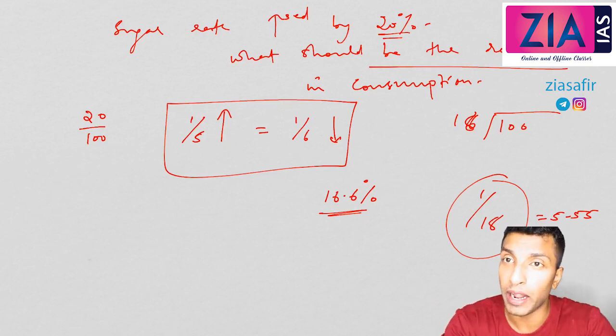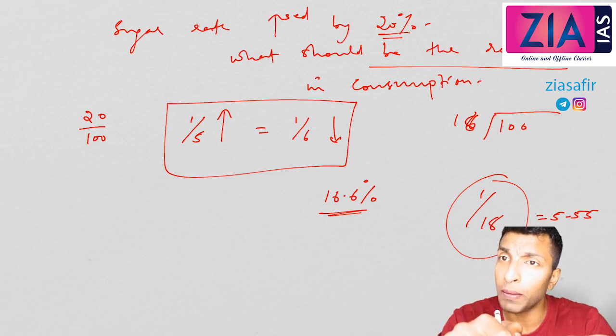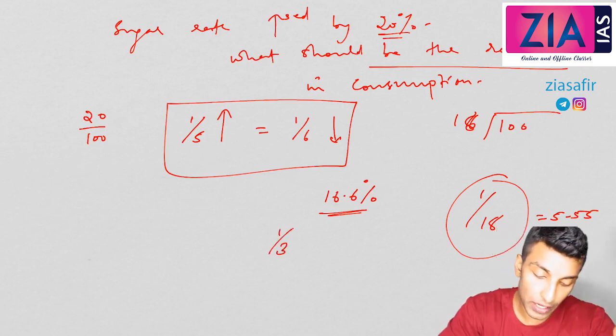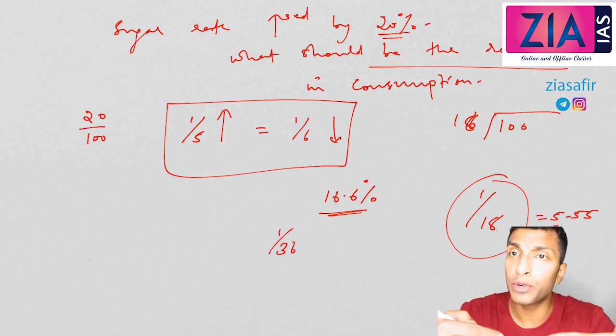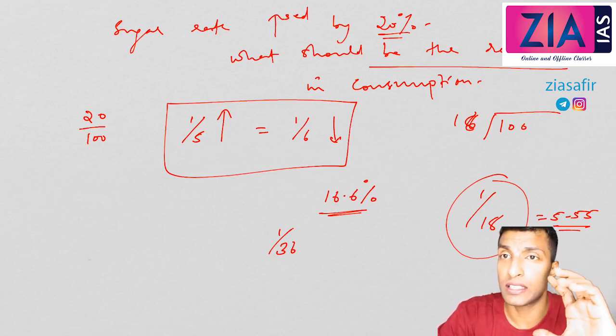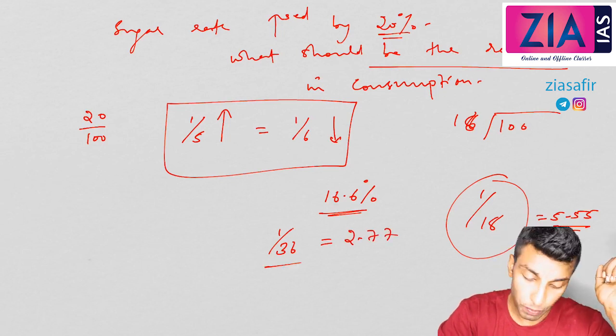Or if you don't know 1 by 9, at least you know 1 by 3. 1 by 3 is 33.3. Divide by 3, you will get 1 by 9, so 11.11, and divide by 2, you will get 1 by 18. If it is 1 by 36, divide by 2 further. So 5.55 divided by 2 is 2.77, right? That range you will get. So 1 by 36 will be 2.77.